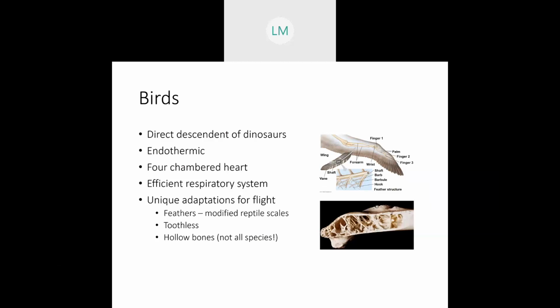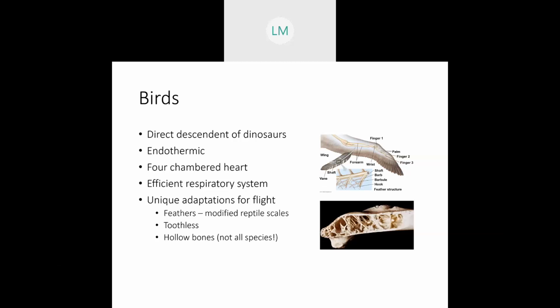And then there are some other unique adaptations birds have for flight. So they have feathers. These are reptile scales that have been modified. Reptiles have those keratinized scales on the outside of their body. They're scaly. Birds have feathers. These are just reptile scales that have been modified. Birds also don't have teeth, which lightens the load in the head, making it a little bit easier to fly if you're lighter.